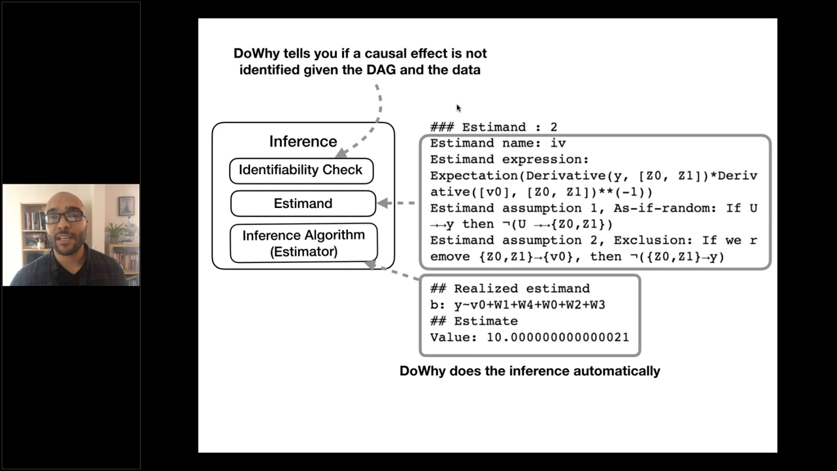What DoWhy will do is give you several estimands, and in this case it's using something called an instrumental variable as a way to use certain variables in the system to control away the confounding effects from the other confounders and allow you to estimate that causal effect. It tells you what the assumptions of those estimands are. This is estimand two. It gives you several choices here, and then the realized estimand is the actual technique for estimating it, and that value here is the estimate of the causal effect. It'll do that for several estimates, and give you p values so that you can compare them and reason about which ones make sense.